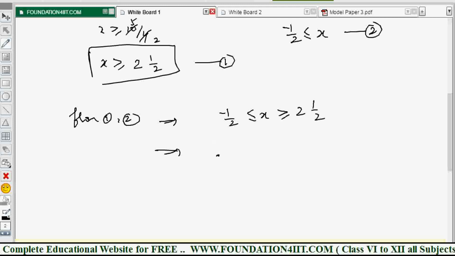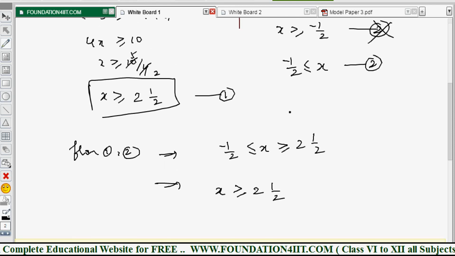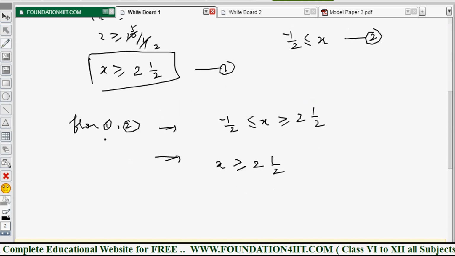So from this, x is greater than or equal to 2 1/2. Common values: if you observe, first x is greater than or equal to -1/2, which means after -1/2, the values 0, 1, 2 will all come. Then those values will come in this place again. Greater than 2 1/2 means 3, 4, and everything after. You can also check this on a number line if you want.